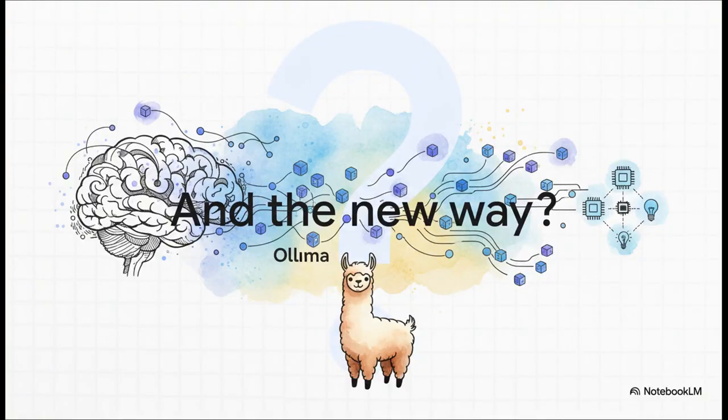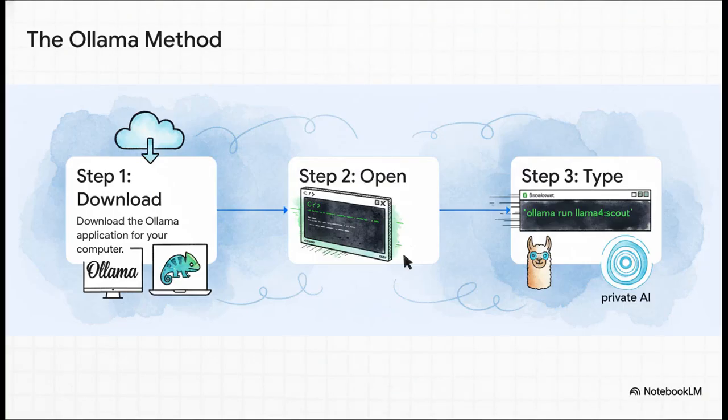And the new way, the Llama way? Seriously, this is it. 3 steps. 1, you download the Llama app. 2, you pop open your terminal. And 3, you type this one single line, Llama run Llama 4 Scout. You hit enter, and that's it. You're done. The whole thing is finished, and you are literally chatting with your very own private AI.